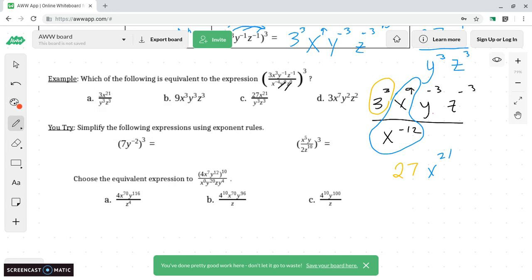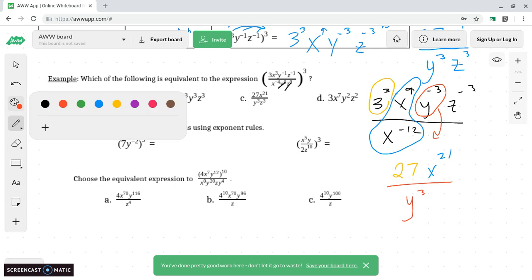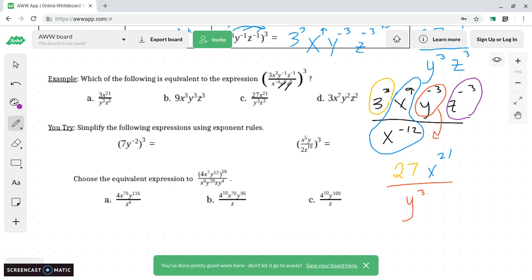Then we can look at our y to the negative 3rd. That has a negative exponent, so it needs to get moved to the bottom. And when it moves to the bottom, it turns positive. So we have y to the positive 3rd in the denominator. And then our z to the negative 3rd also needs to get moved into our denominator as well. So our final answer is 27x to the 21st power over y cubed, z cubed. And then when we look at our options, it's going to be option C.